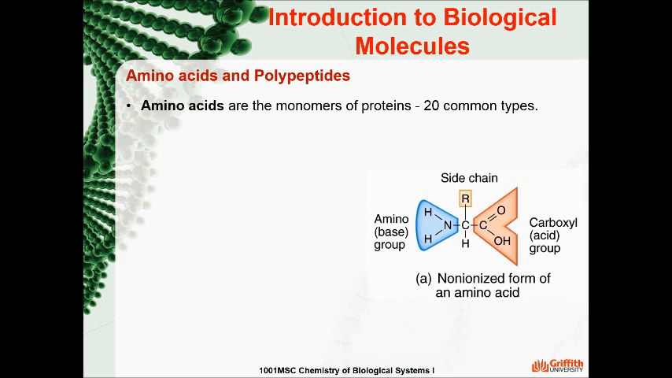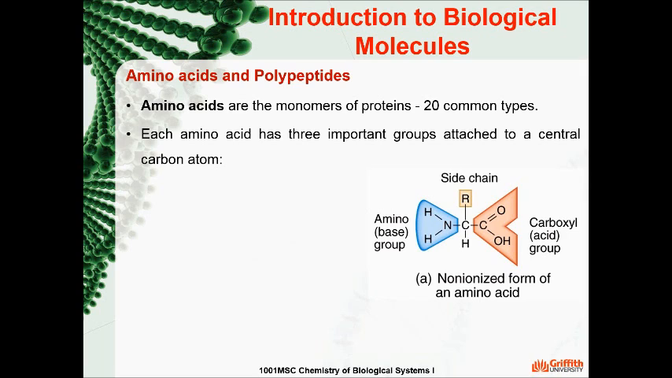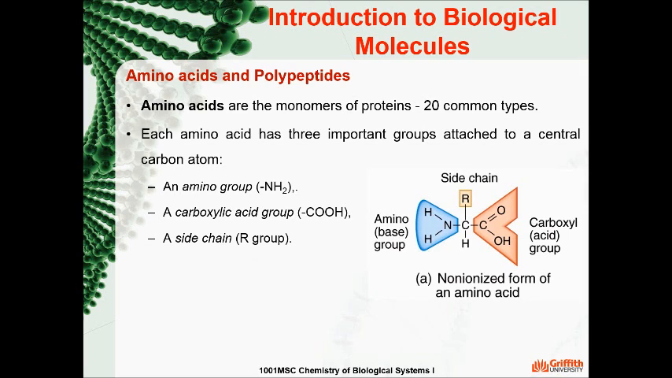Amino acids are the monomers of proteins, meaning they are the building blocks for proteins. There are 20 common amino acids. The generic structure for amino acids is 3 groups attached to a central carbon. The groups are an amino group, a carboxylic acid group, and an R group. The R group represents the side chain, and there are 20 different side chains, hence the 20 different types of amino acids.